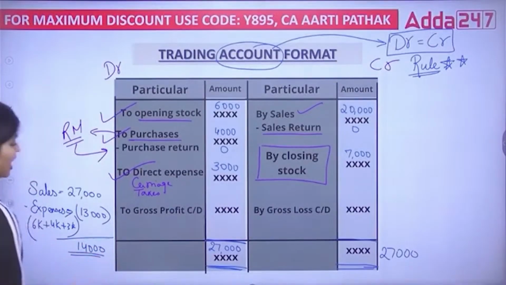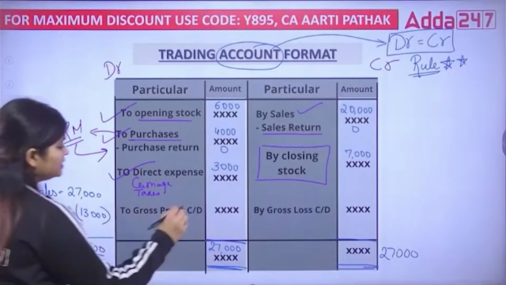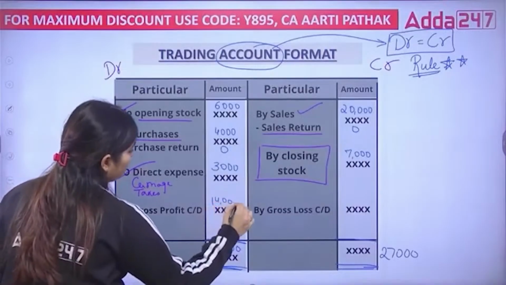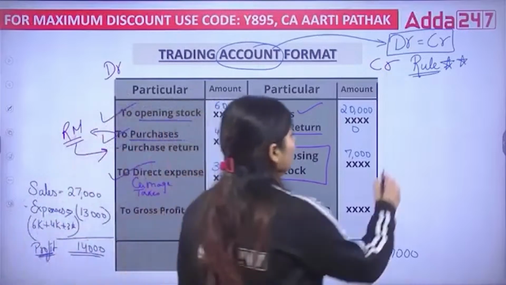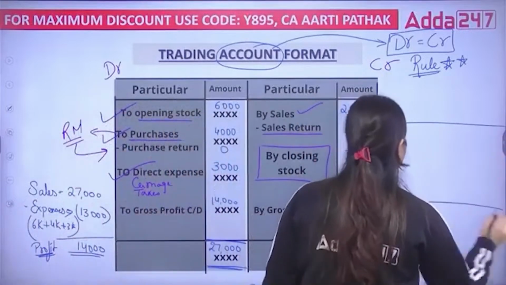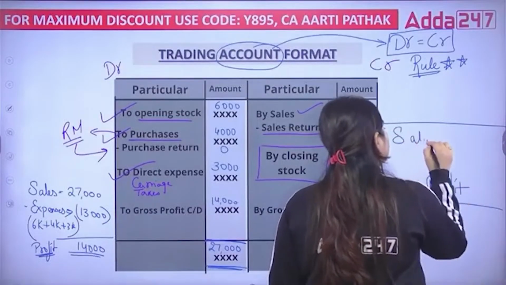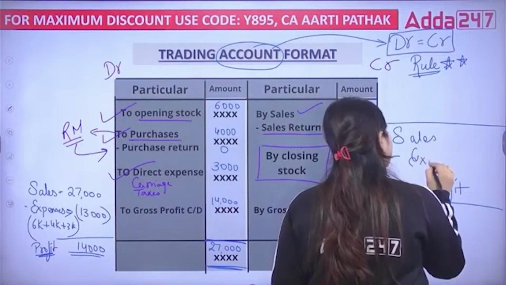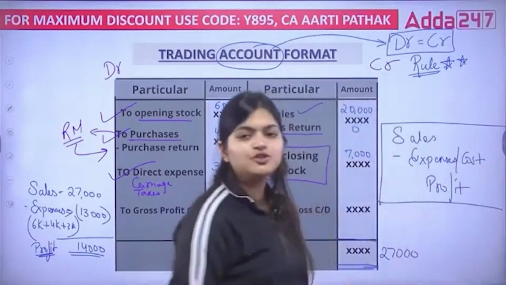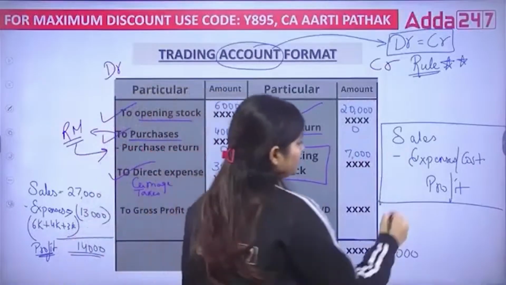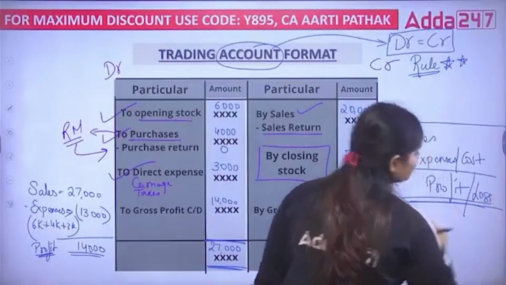Now this 14,000 is what? This is your profit of rupees 14,000. Again, I am repeating, what is the formula of calculating profit? For calculating profit, we need to use sales minus expenses, or you can say cost also, both are same. Sales minus expenses. So this gives you profit. Yes, this can give you profit or even losses.